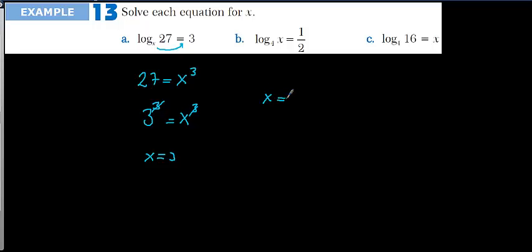For the second question, x is equal to 4 to the power of 1 over 2. x equals the square root of 4, you know, to the power of 1 over 2 means square root, and x is equal to 2.